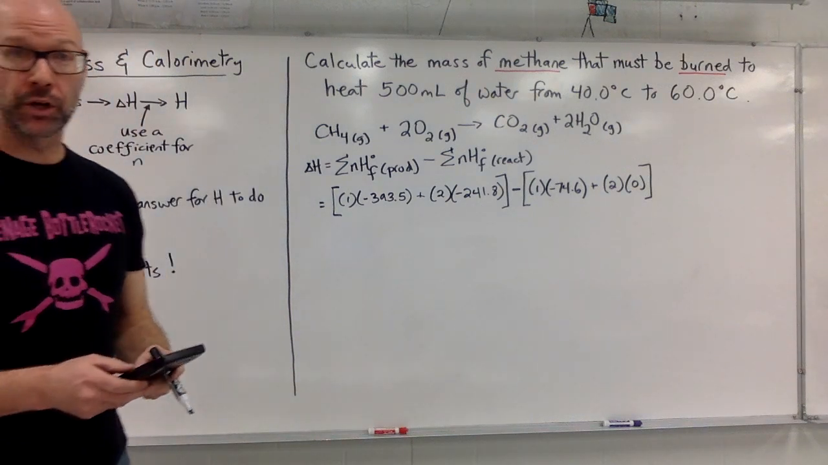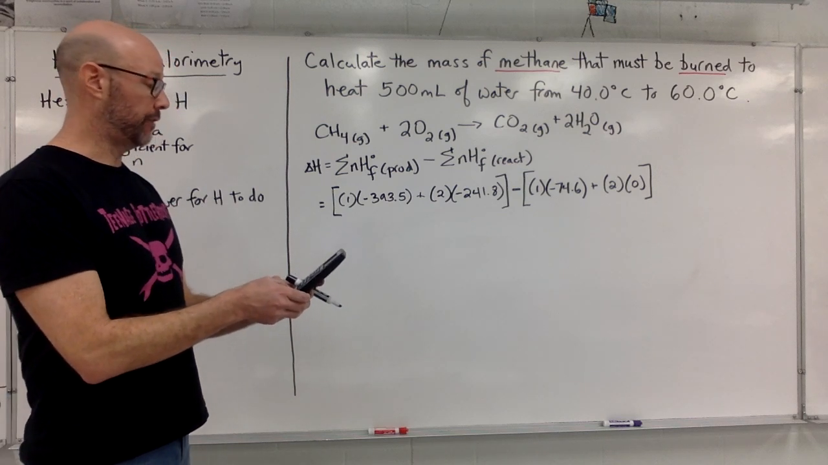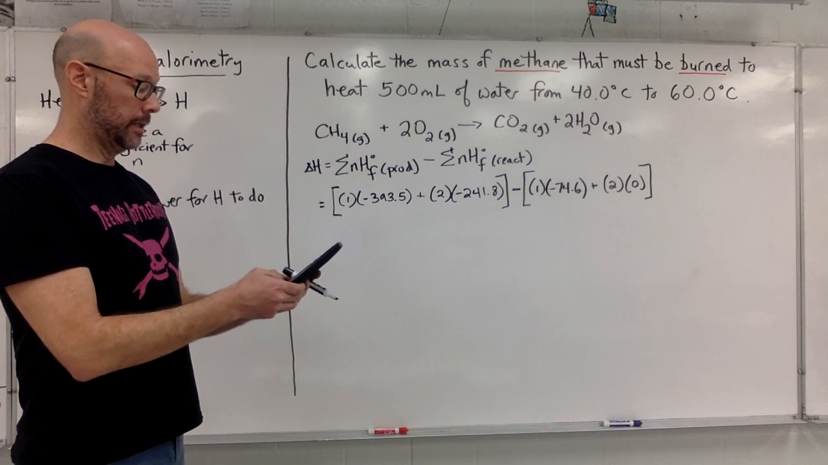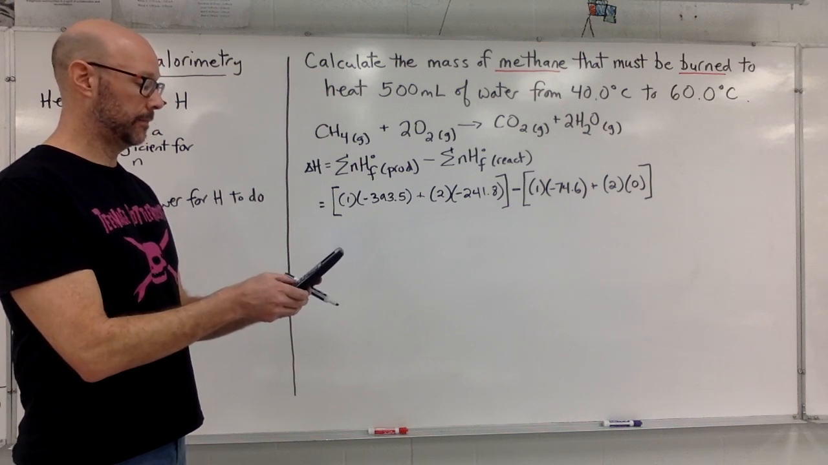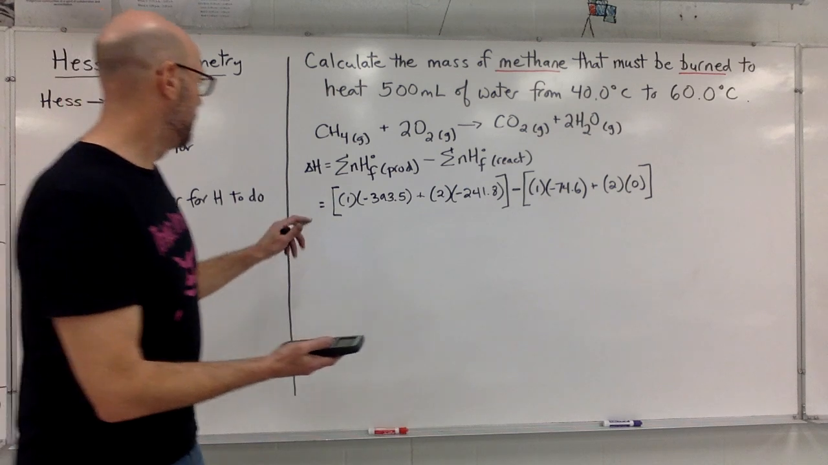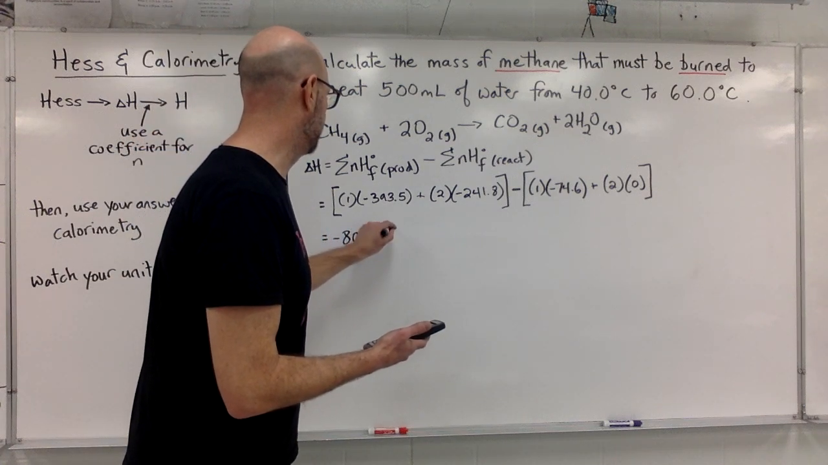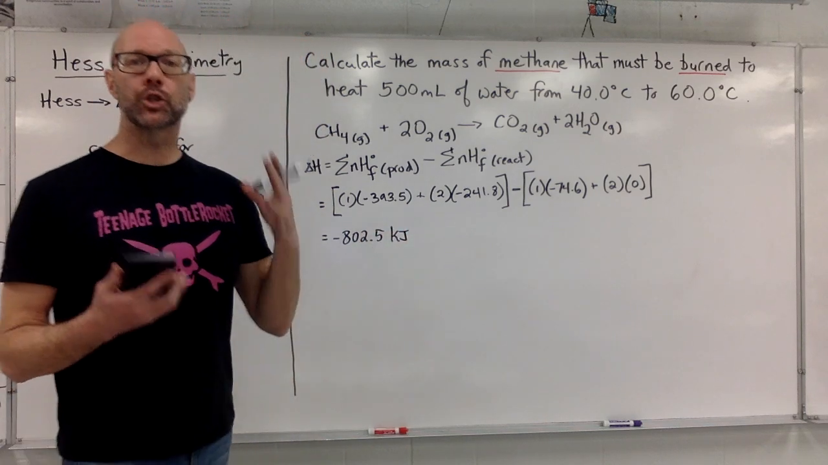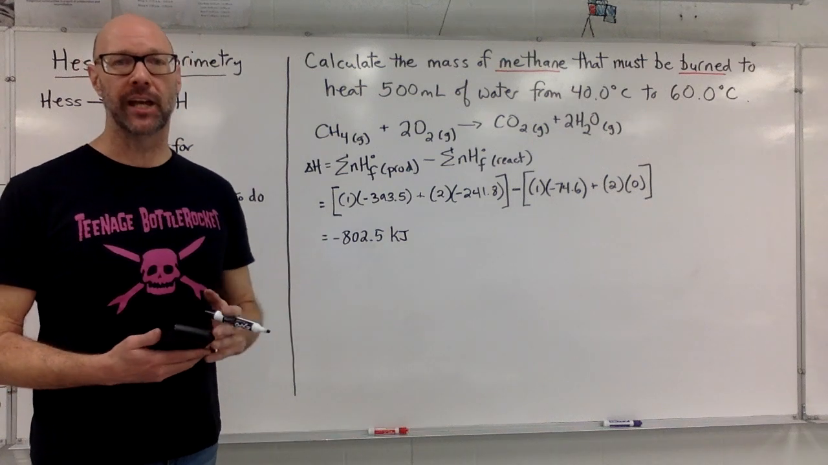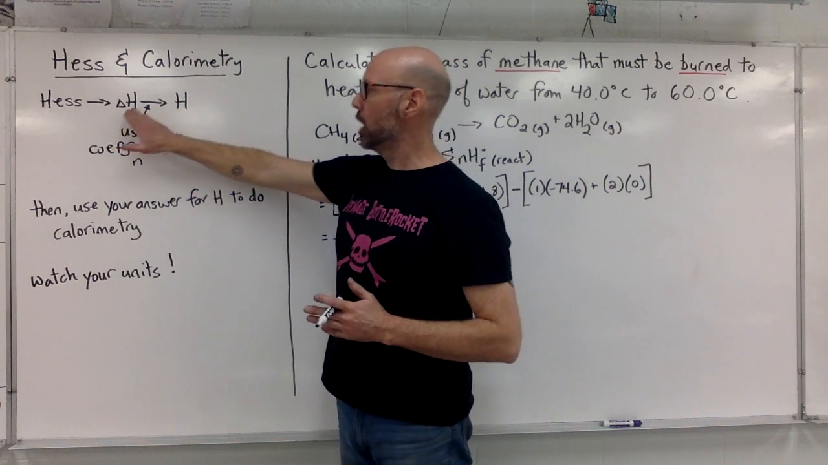I've got lots of buttons to push for our first step, Hess's law. Let's go for it. Negative 393.5 plus 2 times negative 241.8 subtract negative 74.6. We get negative 802.5 kilojoules. That's the total amount of energy released for this chemical reaction. It's the delta H.